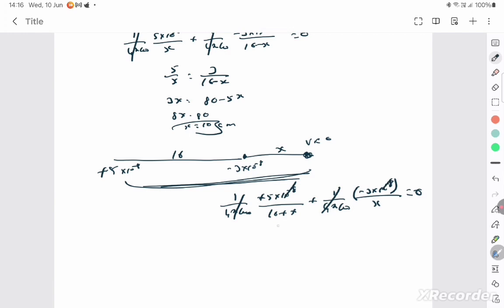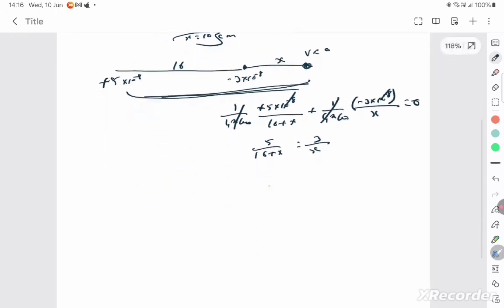Again this is getting cancelled. So you get 5 by 16 plus x is equal to 3 by x. So it's 5x is equal to 48 plus 3x. 2x is equal to 48, x is equal to 24.